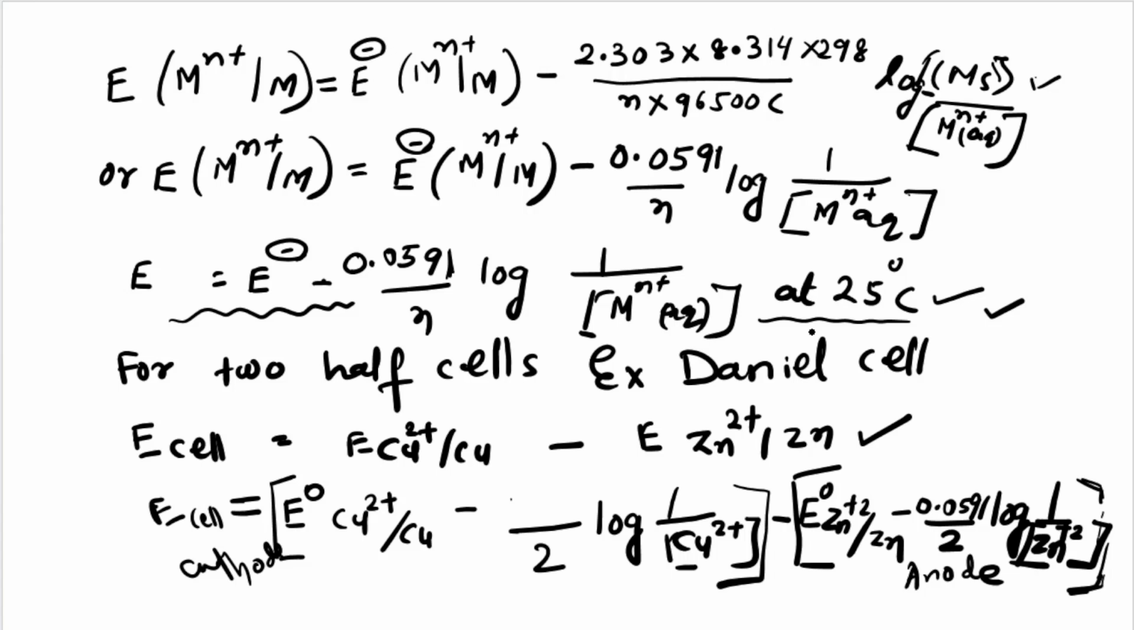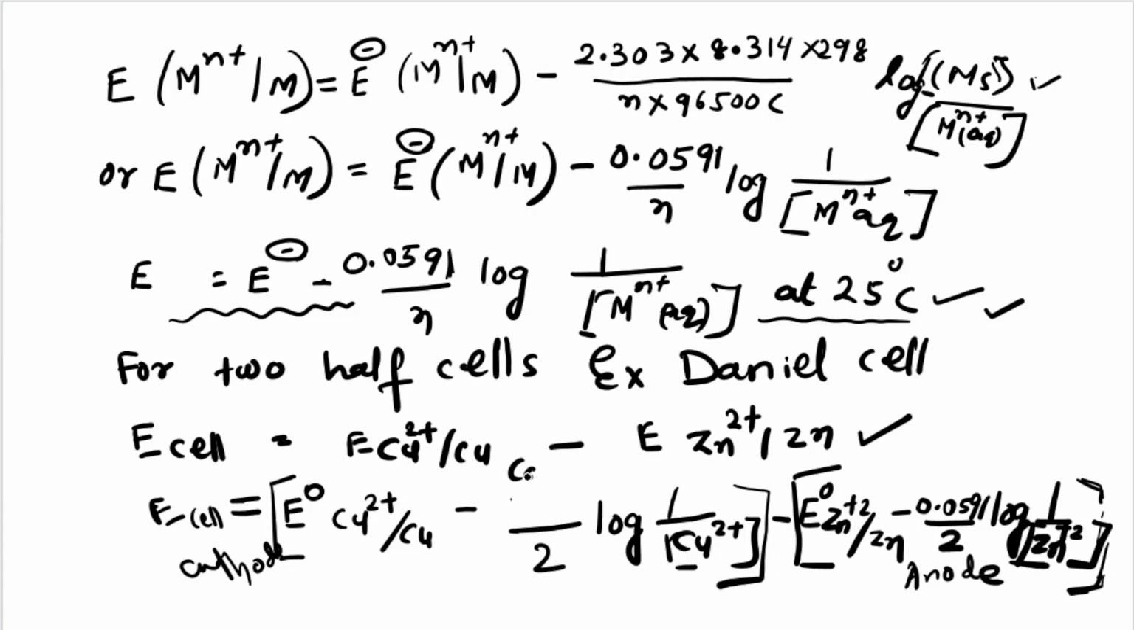And this is the main equation when it is only one electrode. When there are two half cells, for example the Daniel cell consisting of two half cells, how do you calculate E cell? The cell potential is calculated as the cathode potential minus the anode potential.